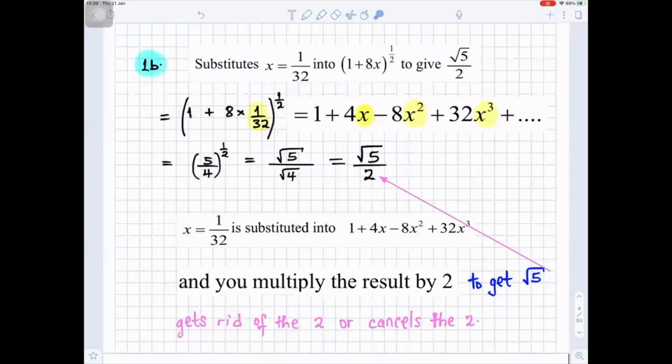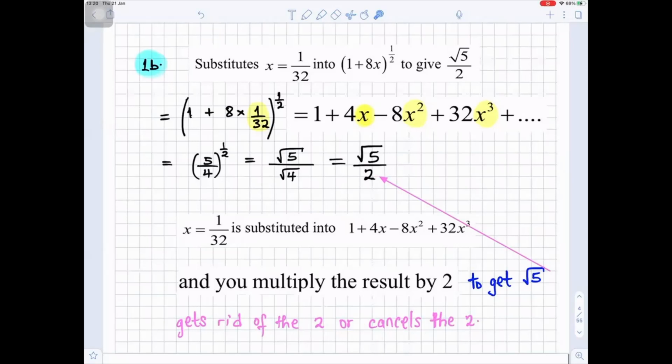For question 1b, you substitute x equals 1 over 32, and you would get 1 over 32 times 8 plus 1. That gives you 5 over 4 to the power half. 5 to the power half is the square root of 5 and the square root of 4 is 2.